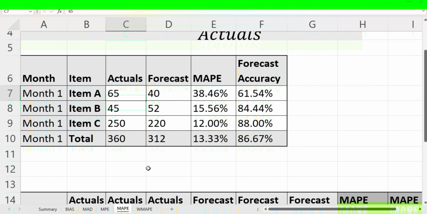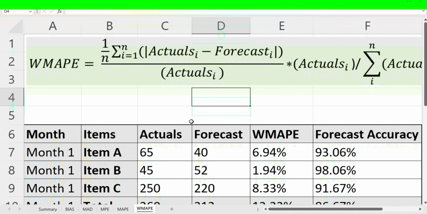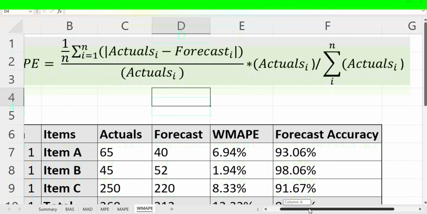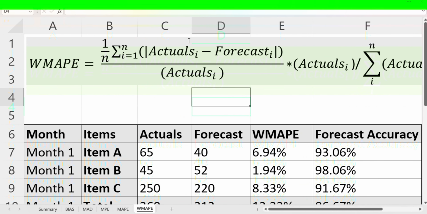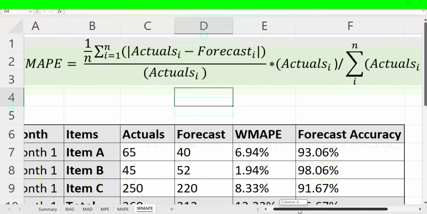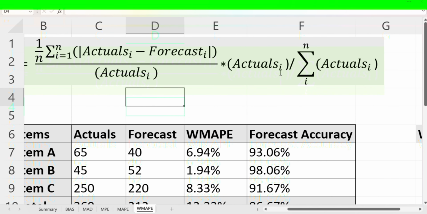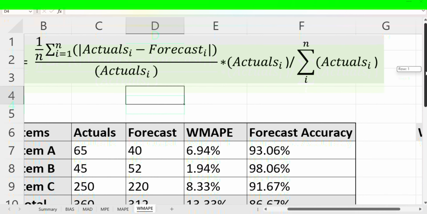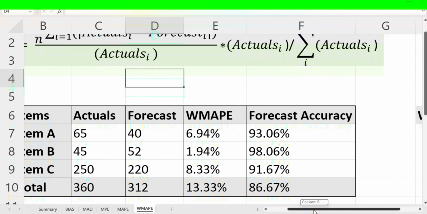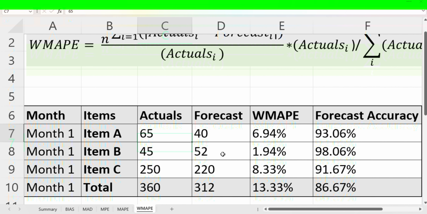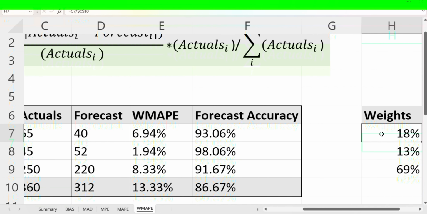So that's why we have another metric that's called weighted MAPE or weighted mean absolute percent error. And you have the formula listed here on your screen. The same formula as MAPE. The only difference is we have attached a weight onto this formula. The way we calculate the weight is actual of that item divided by total actuals of all the items together. So for example, for item A, this should be 65, that is the actual for item A, divided by 360. That should give the weight of item A.